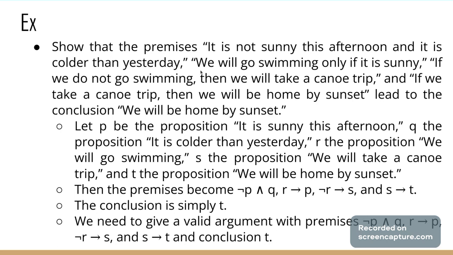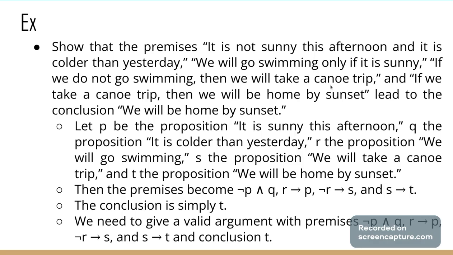Then we have the statement, we will go swimming. Let that be proposition R. We already said that it is sunny, so we don't need to represent this part of the premise here. We have already represented it using P. If we do not go swimming, we have represented it using R, we will go swimming. So for the third premise, we don't need the first part. But we will take a canoe trip. That is another premise. So now we've got P, Q, R.